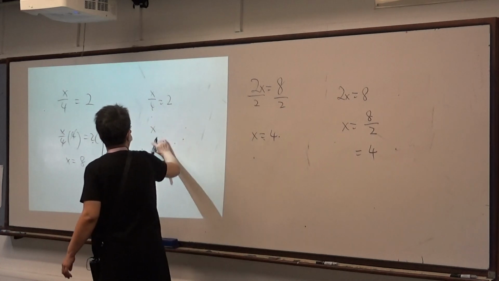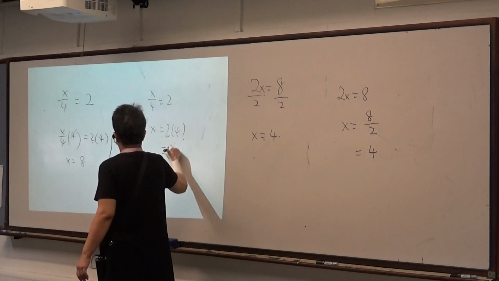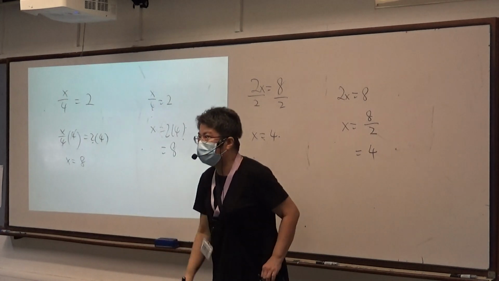Now, if I don't present the long-winded way, it will be x over 4 equals to 2. x equals to 2 times 4, answer 8. Can you see it is a multiply?